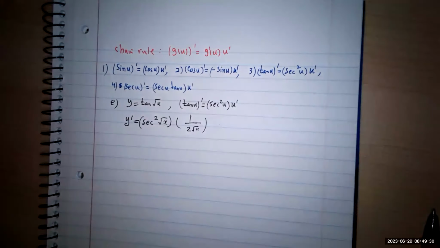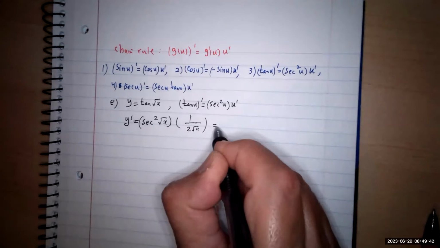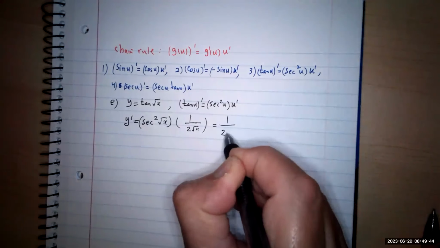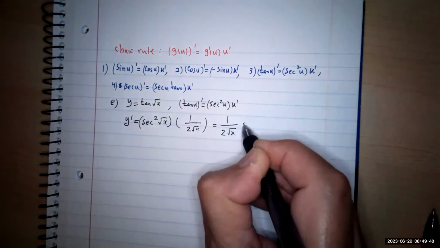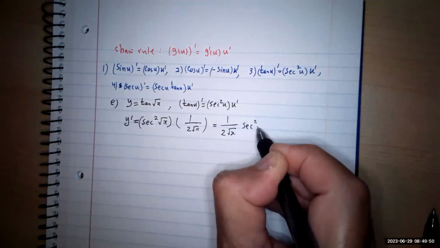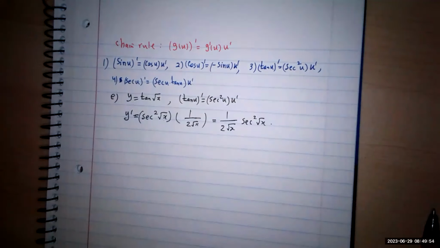Of course, you can write x to the 1/2 or x to the negative 1/2, but when it's a trigonometric function, this is the way we're going to write it down. And you have to put the monomial in front. So it's going to be 1 over 2 radical x, secant squared of the radical x. So that would be the final answer. Okay, any question?